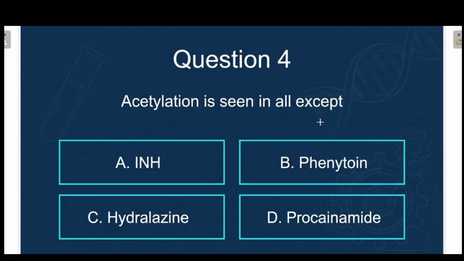Question number 4. Acetylation is seen in all except. Options are INH, option B phenytoin, option C hydralazine, option D procainamide. So the correct answer is option B, phenytoin.